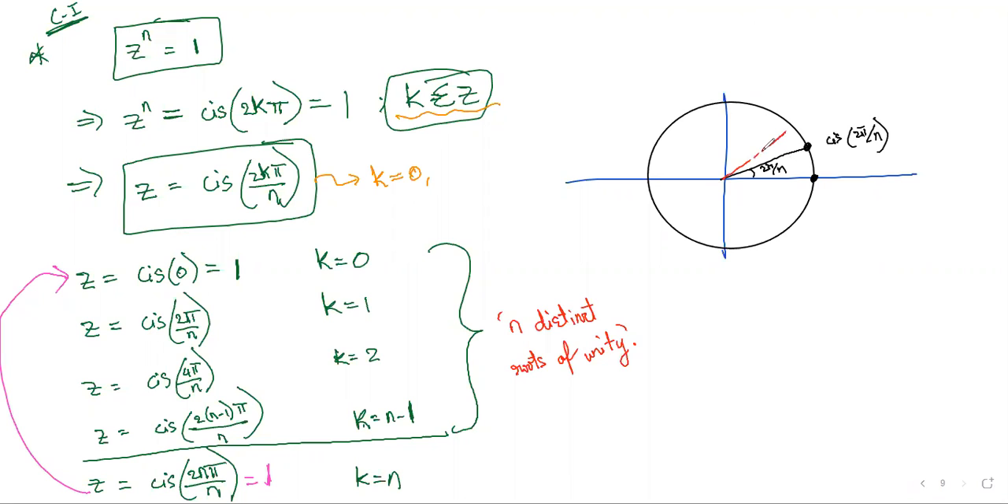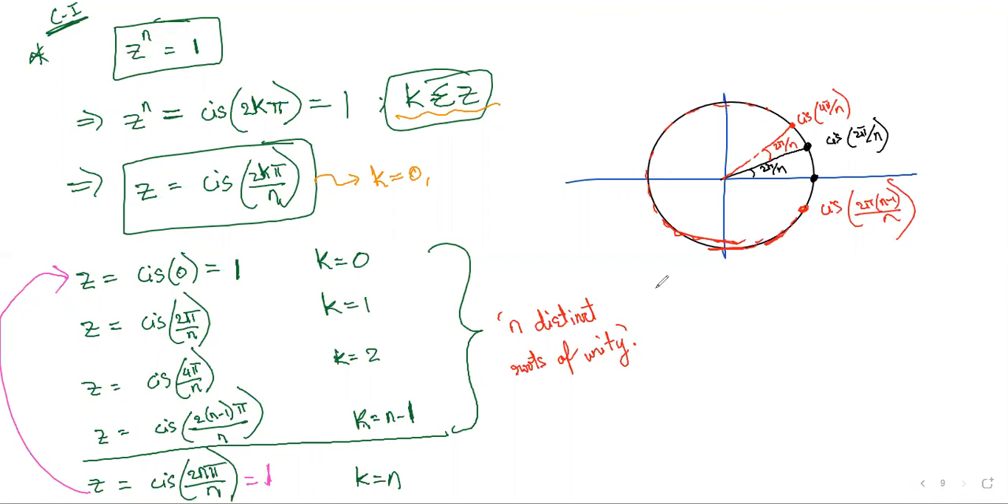Then this will be cis 4 pi by n, where this angle will be 2 pi by n. This is 4 pi by n, and so on and so forth. If you keep plotting all the points, you'll fill the circle, and all of them will be equispaced till this point. This will be your cis 2 pi into n minus 1 by n. So for all values of n, you will always get the roots lying on this unit circle.